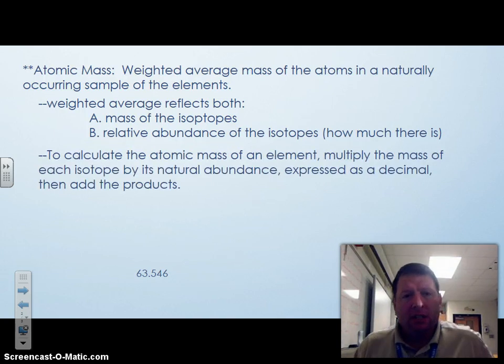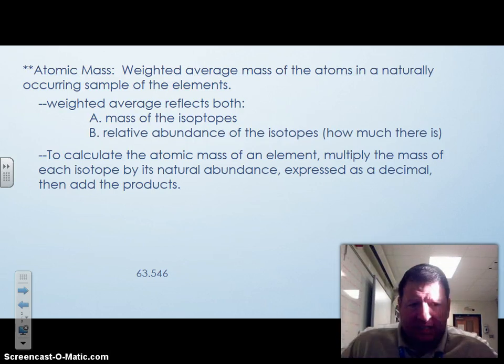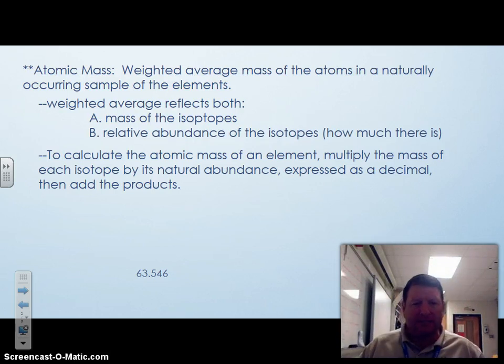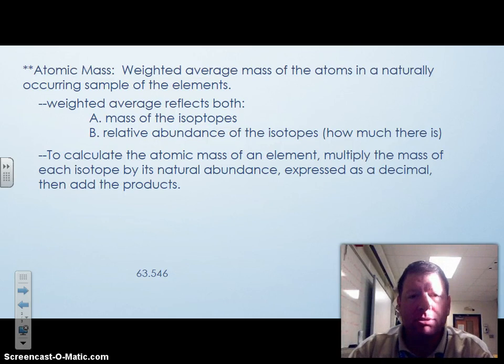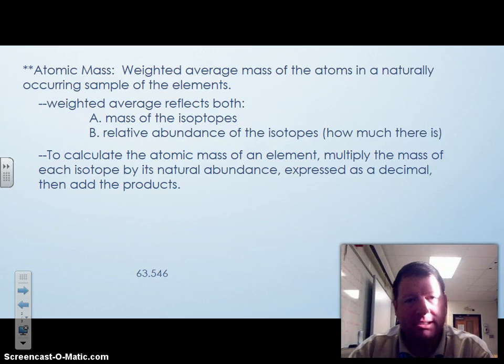Okay? One of the things that you need to be able to do to show mastery of this concept is to calculate the atomic mass of the element. And to do that, it's quite simple. You must multiply the mass of each isotope by its natural abundance, that is expressed as a decimal, and then you add up those products.